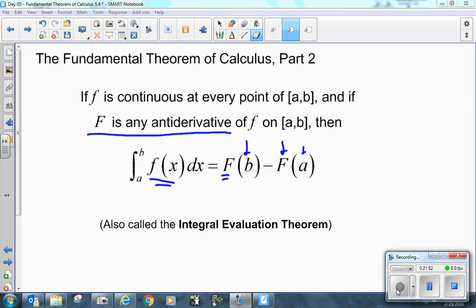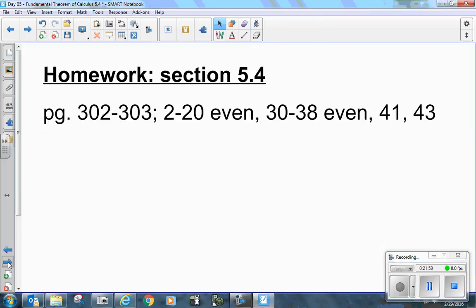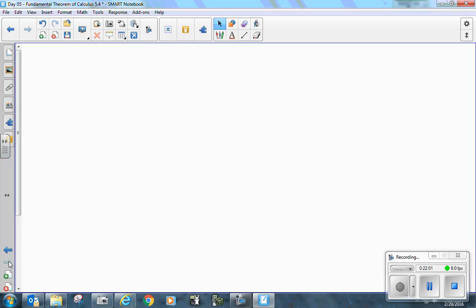Exactly. All right, I think that is it, is it not? That is it. So there's the homework, and we will start to go over some problems now in class. I'll do some problems.